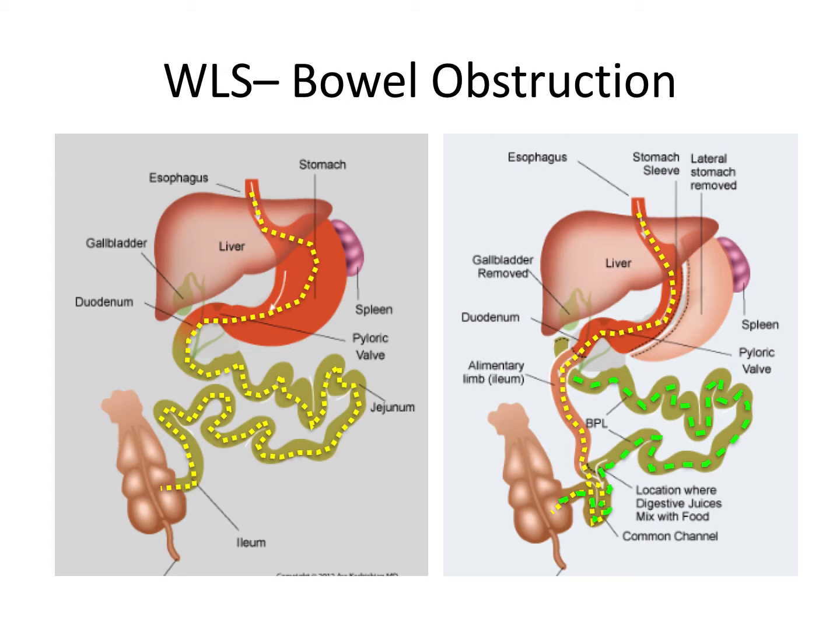And if there is obstruction of the alimentary limb, the patient may have some nausea and vomiting, but they may still have bowel movement and passing gas, which is what occurs when the content of the biliopancreatic limb is evacuated.